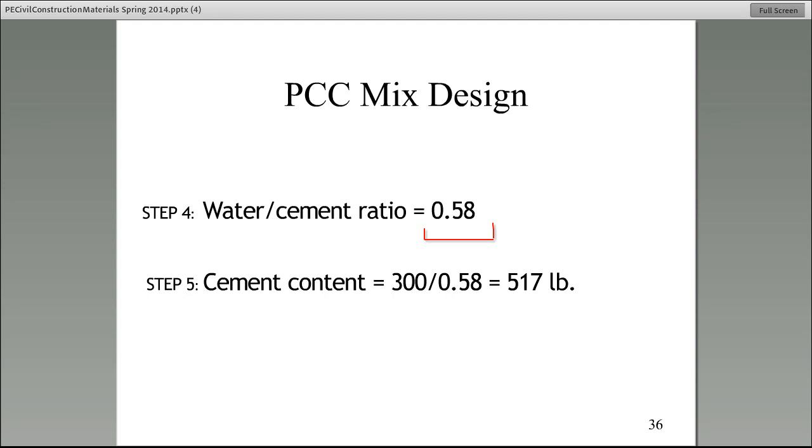All right, now let's move on. At this point, we know the water to cement ratio is 0.58. So if that is the case, remember from a previous step, we calculated 300 pounds. We said 300 pounds of water we needed. So this is very simple. If you know how much water we need, and the water to cement ratio is 0.58, then it's a very, very simple operation. How much cement we need is 517 pounds. I hope that you can follow that. So the cement content is 517 pounds.